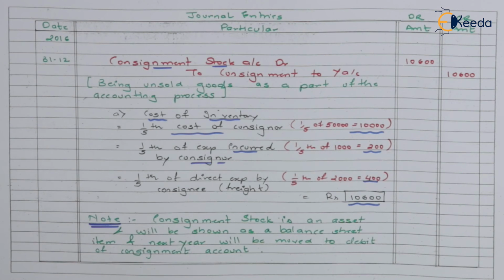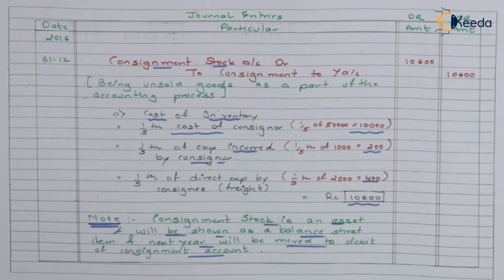This consignment stock is an asset for us, hence in the current year's balance sheet it will be shown on the asset side. However, in the next year it will be moved to the consignment account, or rather debited to the consignment account. Let's understand the next few entries that we have to discuss further.